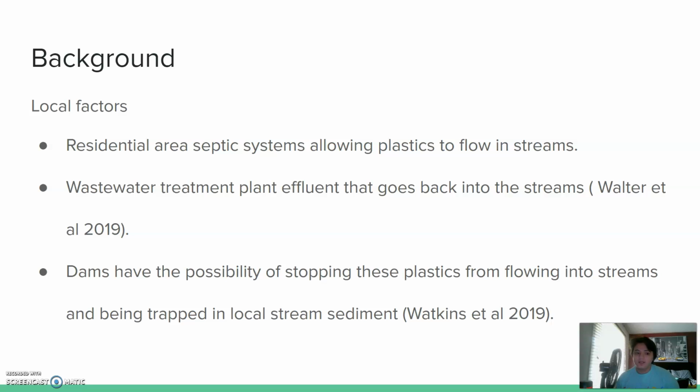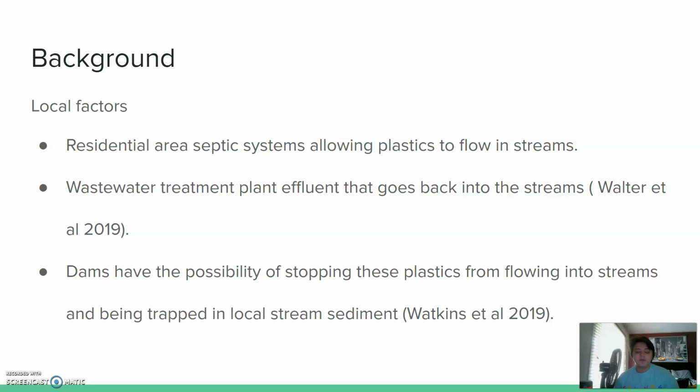Another reason that has been seen is wastewater treatment plant effluent that goes back into the streams. After it's treated and reduced back into biosolids, they may not be trapping enough of these plastics. When it's placed back into the area and not done properly, it can affect the stream and the sediment, especially when the solids break back down and start flowing back into the streams.